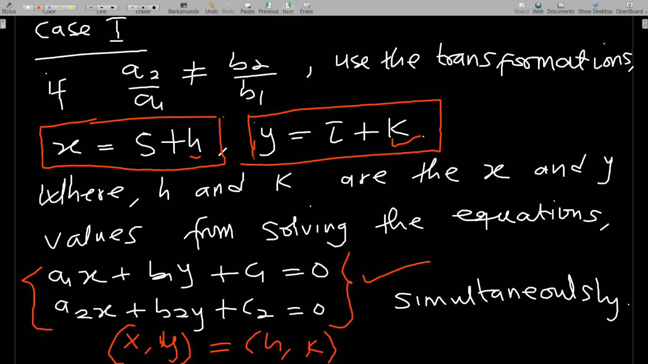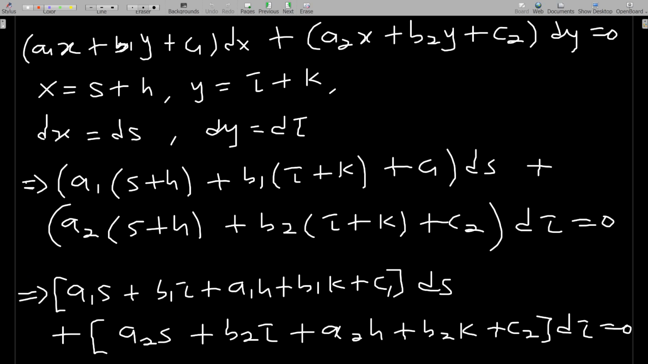Okay, now let's go to what will happen. So we are saying that our x should be equal to this, and our y should be equal to this. Now from here, dx should be equal to ds, and dy should be equal to d tau. I hope you get this. Now let's try to substitute this whole transformation back in the equation and see what will happen.